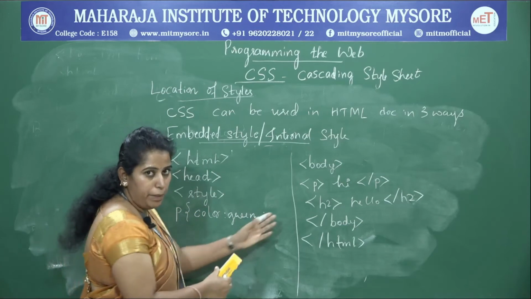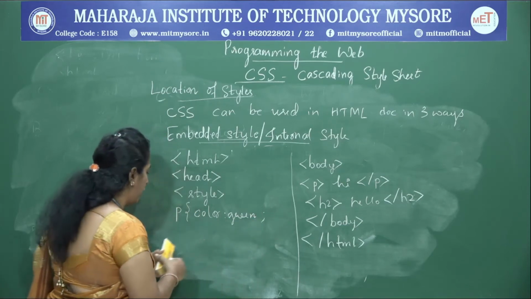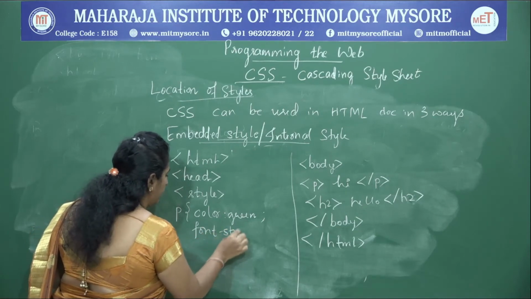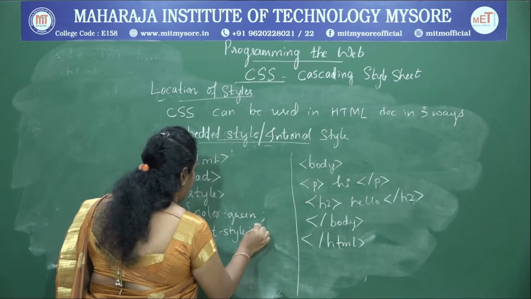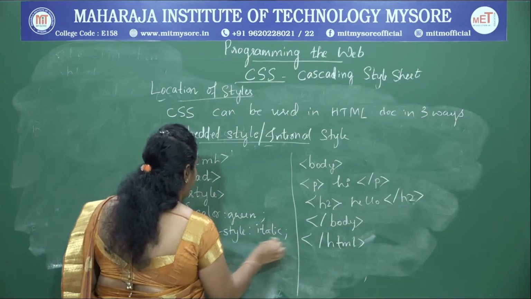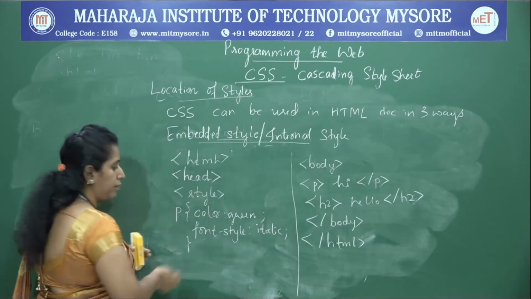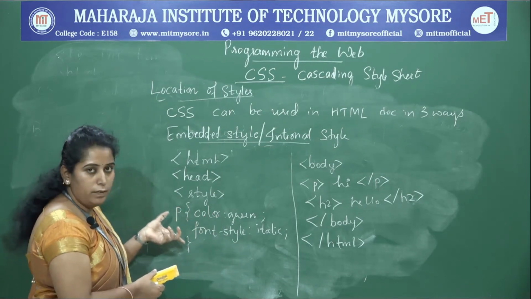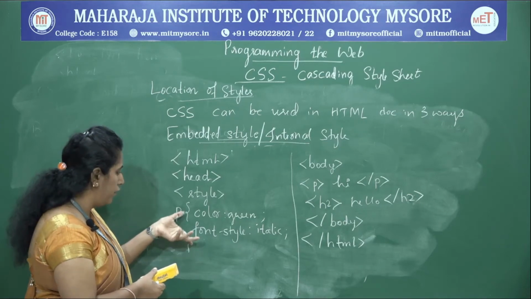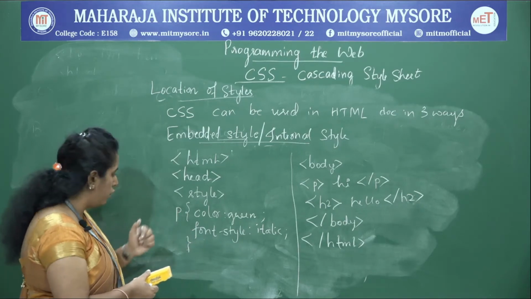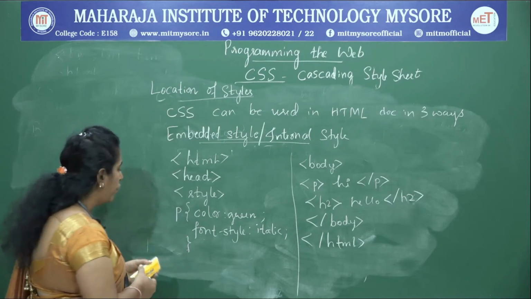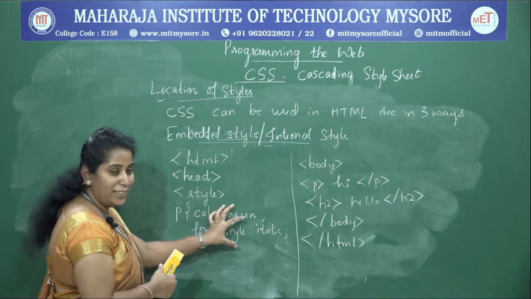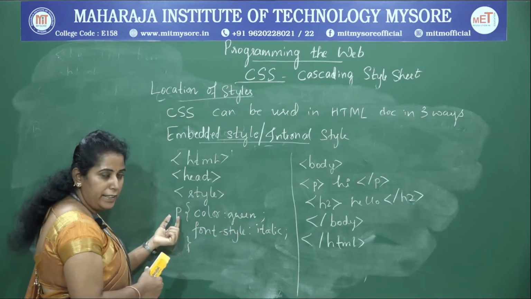At the same time, I don't have space to continue in the same line, so I am going to continue in the next line, okay? Font style, italic. Now close the brace. Since we have many properties, we should always practice giving the properties inside curly braces in embedded style, okay? So this indicates that you are giving a style for a P tag.